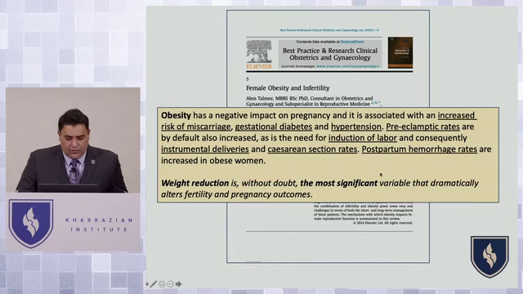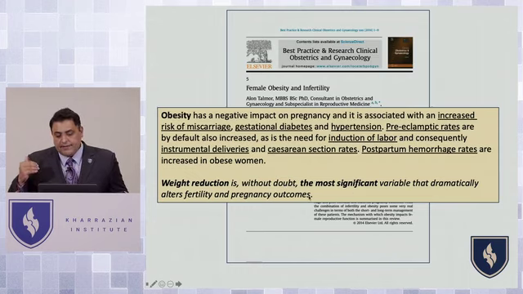This is what the research shows on obesity. Obesity has a negative impact on pregnancy and is associated with an increased risk of miscarriage, gestational diabetes, hypertension, and preeclampsia. By default, the need for induction of labor, and consequently instrumental delivery, cesarean section, and postpartum hemorrhage rates, are all increased in obese women. Weight reduction is without doubt the most significant variable that dramatically alters fertility and pregnancy outcomes. And this is very accurate.